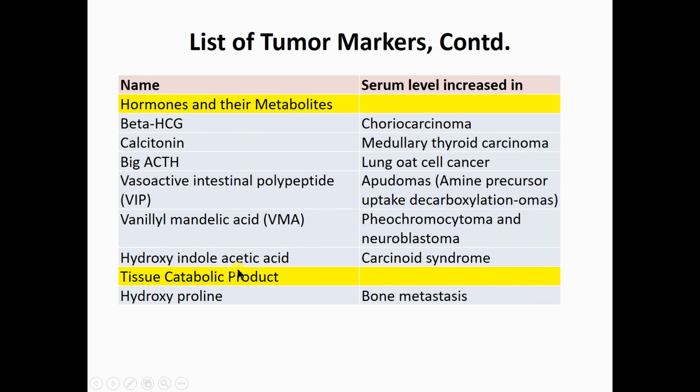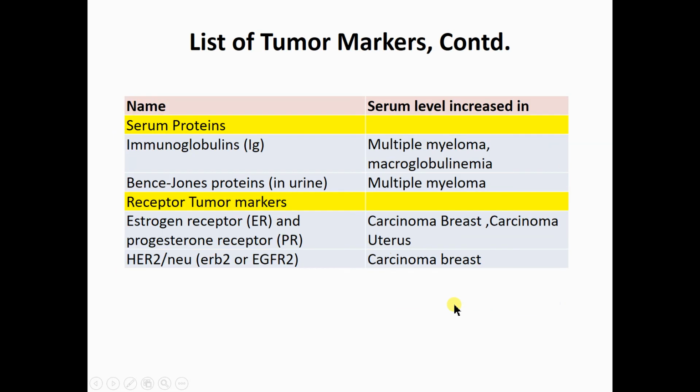Then hydroxyindole acetic acid in carcinoid syndrome, that we have discussed under tryptophan metabolism. Then tissue catabolic product like hydroxyproline in bone metastasis. Serum proteins like immunoglobulins in multiple myeloma and macroglobulinemia. Bence Jones proteins in multiple myeloma. Certain receptor tumor markers like estrogen receptors and progesterone receptors in carcinoma of breast mainly and carcinoma of uterus. These ER and PR receptors are routinely used as tumor markers in carcinoma of breast.